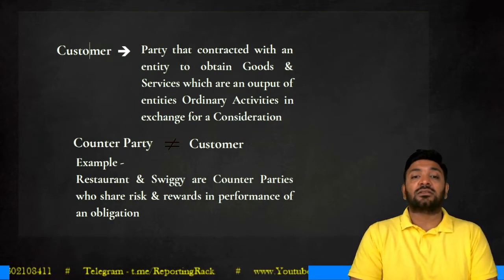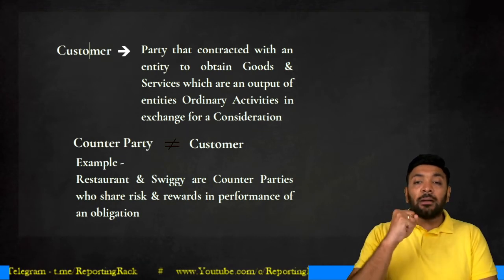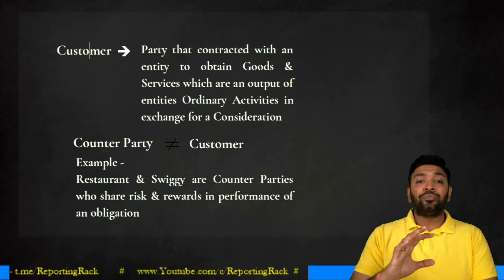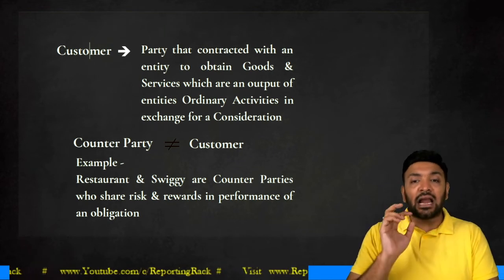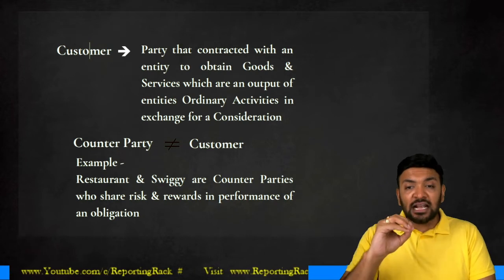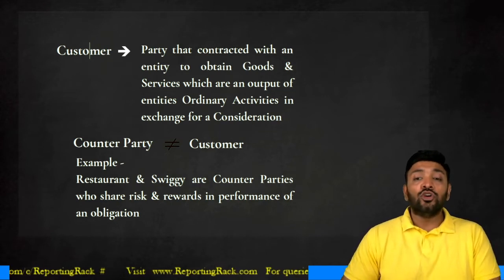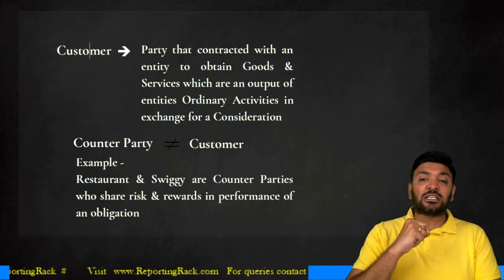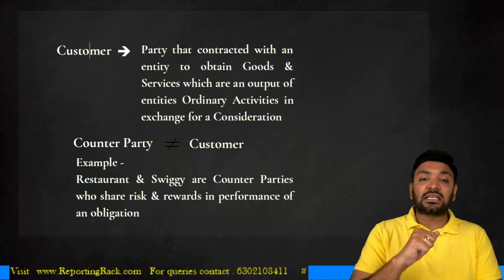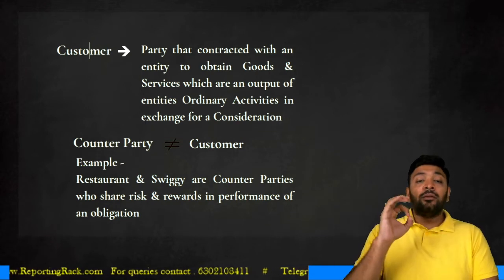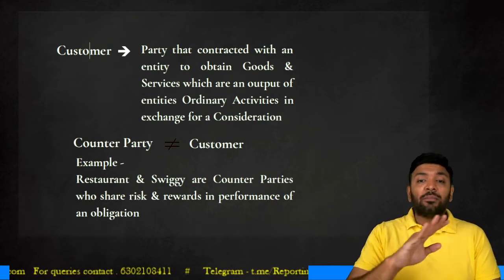Counterparties are not customers. What do you mean by counterparty? Counterparties are basically two parties who together perform a function or together perform an obligation. They share the risks and rewards in discharging the obligation. Amazon and Ecart. I book a product on Amazon. Amazon packs the product and gives it to Ecart. Ecart is responsible for safely handling the product and delivering it to the customer. So both Amazon and Ecart are taking enough responsibility in delivering the product to the customer. So they share obligations, they share risks and rewards in delivery of the obligation to the customer. Therefore, these counterparties cannot be called customers of each other.